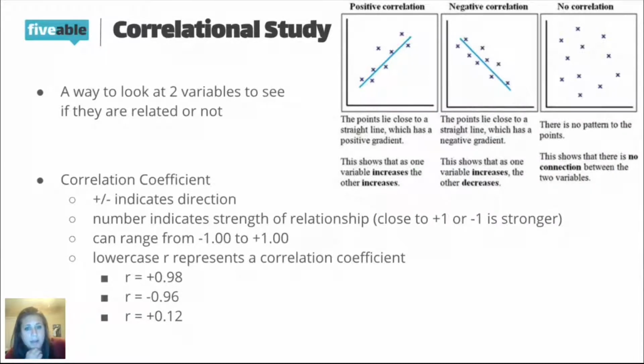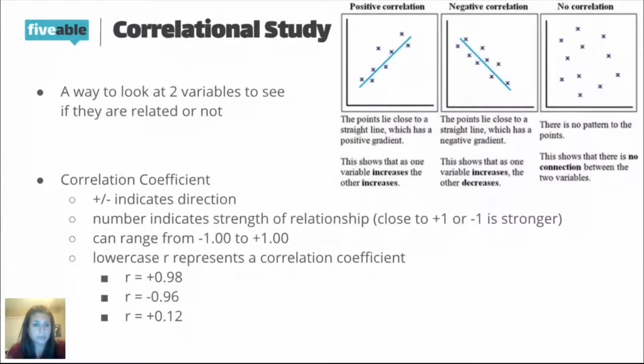So -1 would be the same as +1, except it's the downward slope line. As we get closer to 0, the more scattered our data gets. If we look at the one that says no correlation in the upper right, that one's going to be like a 0 because there's no line forming there at all. The data points are all spread out.